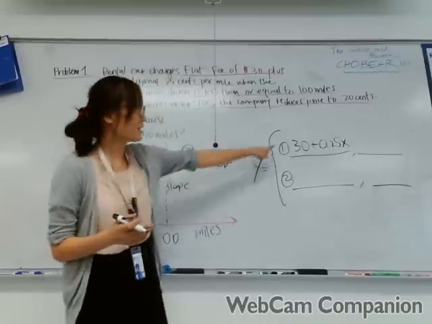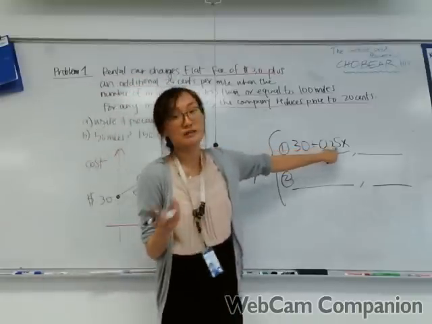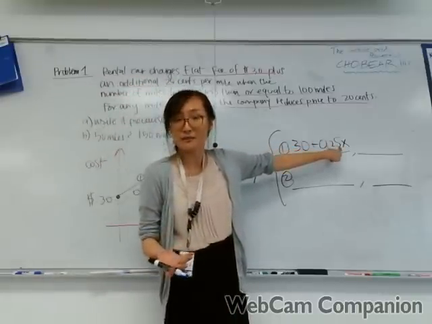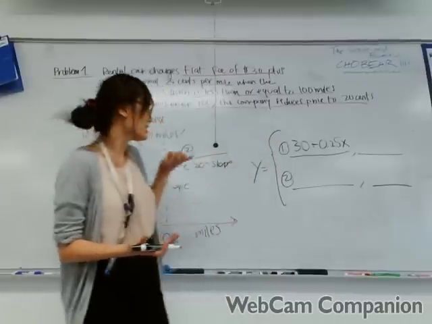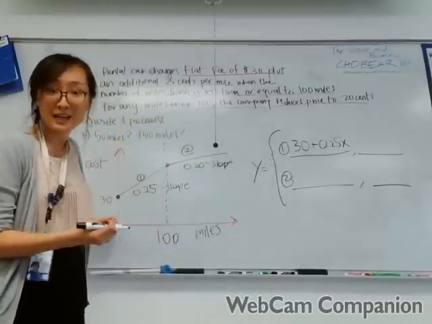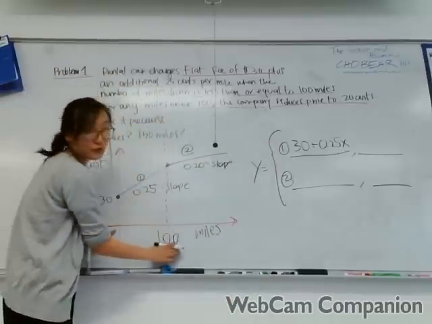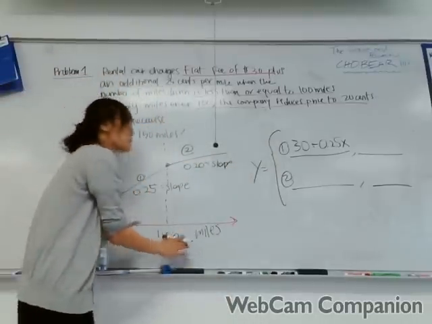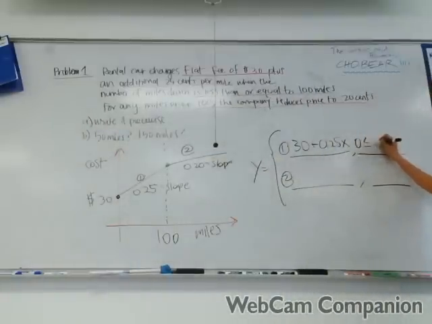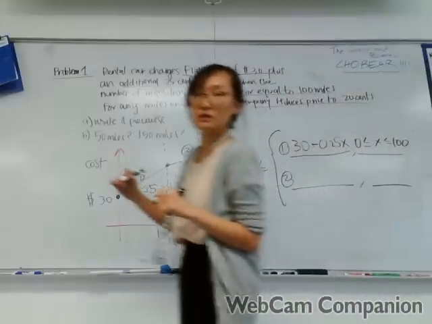But when am I paying this fee? When am I paying 30 and 25 cents per mile? I'm not paying that forever. I'm paying that from 0 at the very beginning to when I drive 100 miles. It says that in my problem. So my domain restriction becomes from 0 to 100. That's my first equation.